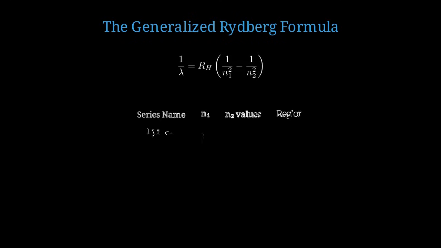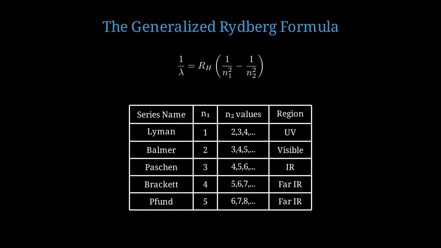Scientists soon realized the pattern could be generalized even further. The complete formula involves two integers. 1 over lambda equals R sub H times the quantity 1 over n sub 1 squared minus 1 over n sub 2 squared, where n sub 2 must be greater than n sub 1 and both are positive integers. Different values of n sub 1 give different series of spectral lines.